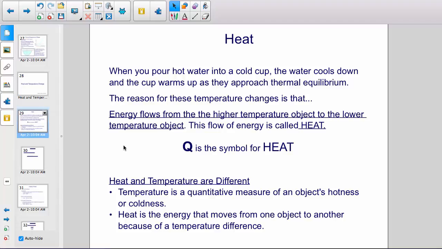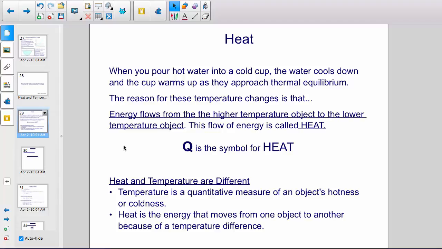We call that thermal equilibrium, and this is something we'll discuss in more detail a little bit later. The reason for these temperature changes is that energy flows from the higher temperature object to the lower temperature object. This flow of energy is called heat, and we use the symbol Q to denote heat.